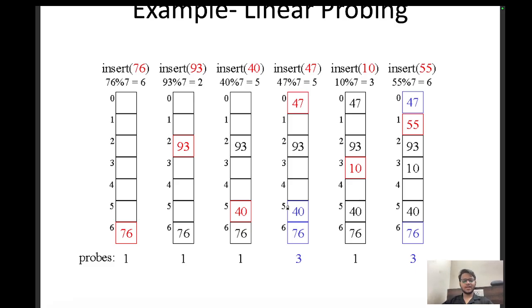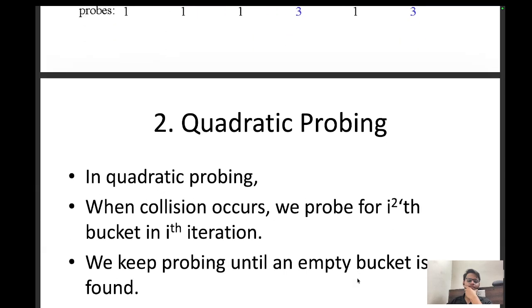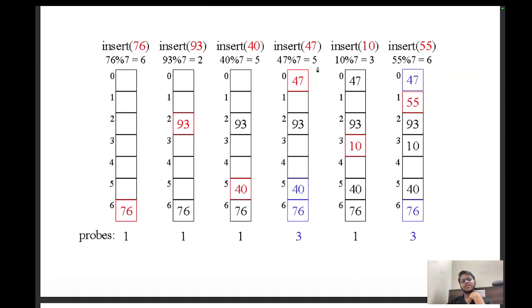Now you would be thinking, what is this plus one and where do we have to do this plus one. So basically, 47 by 7 is equal to 5, so the remainder is 5. But this place is not empty. So you have to find an empty place for this 47 so that you can store it. So you just look for the place where there is no element present in the hash table.